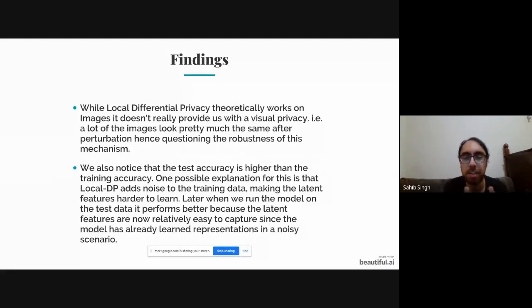Another finding is why the test accuracy was higher than the training accuracy. One possible explanation we think is that in local DP, we add noise directly to the training data, so the latent features get harder to learn. Later when we run that model on test data, which doesn't have any noise, it becomes relatively easy for the model to figure out those latent features because it has already learned those representations in a much more noisy scenario.